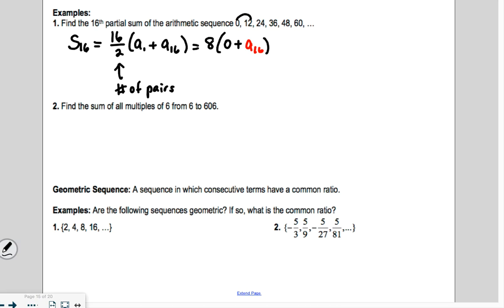So I find my common difference, which is 12. And I'm like, oh, if I want the 16th term, I can start with the first term and add on 15 common differences. So my 16th term is going to be 0 plus 15 times 12. So 15 times 12 is, I believe, 180. Yeah, 180.